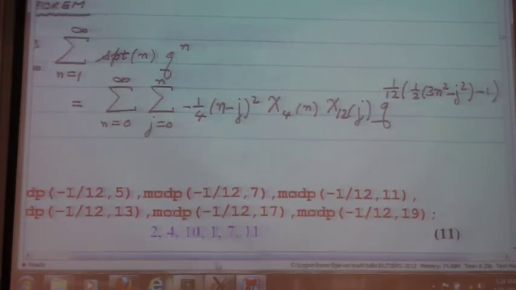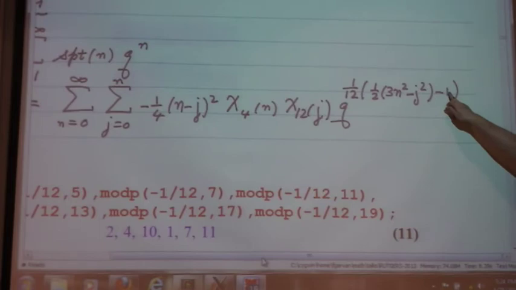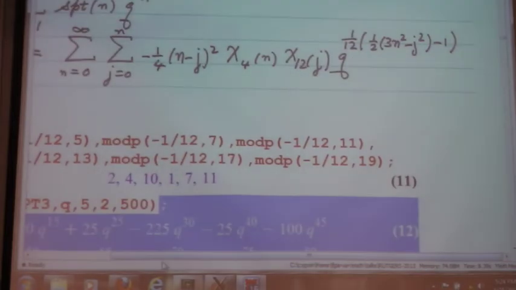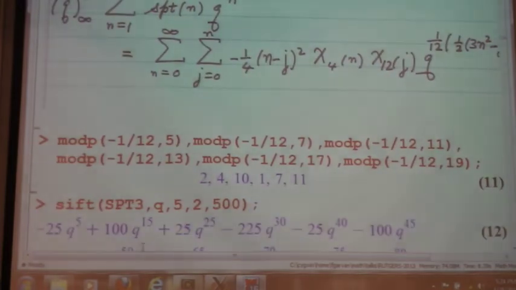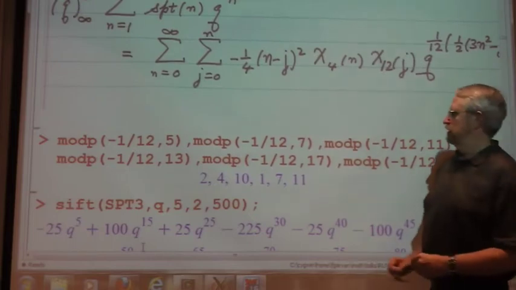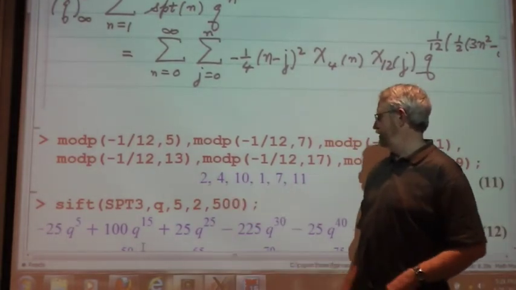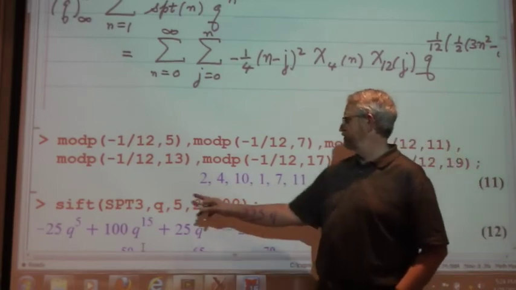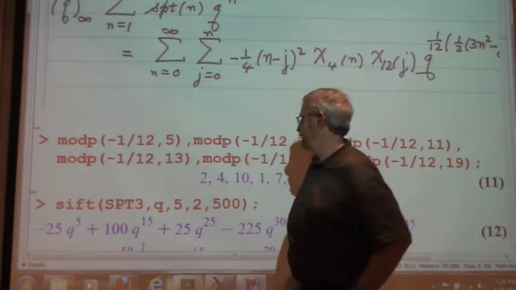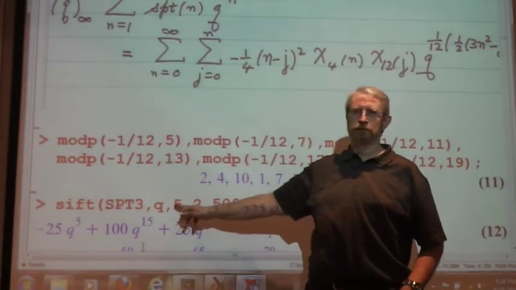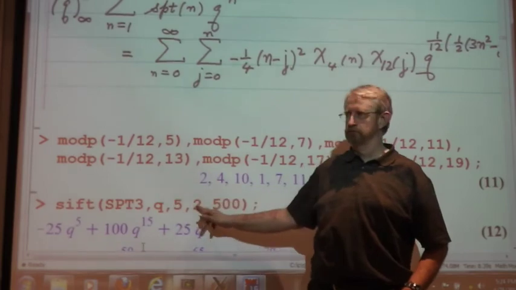So, if you look at, you see a minus 1 over 12 here? That's the right thing to look at, the minus 1 over 12. So what I've done here is I've calculated minus 1 over 12 for mod different primes. So, for example, for this one here I've got 2. So what does this function do? This is SPT3, this whole thing here, if you like. This picks out the terms when the exponent is 5n plus 2.